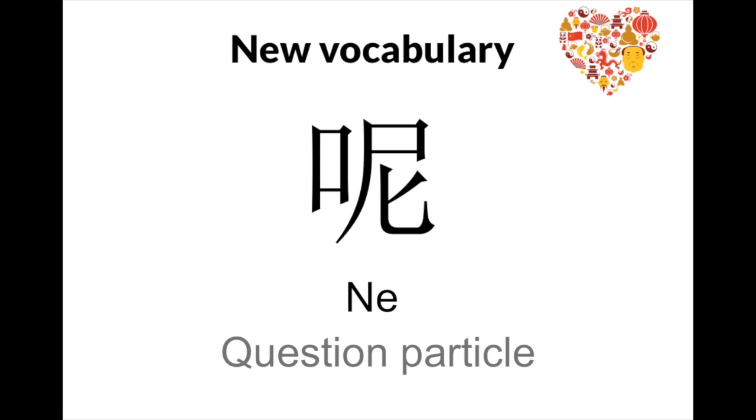呢 is another question particle. And this one is used when you want to ask the same question back. So if I ask, how are you? Then you might want to say, I'm fine, and you back. Then you'd say, I'm fine, 你呢? And you, 你呢? That's how 呢 is used.